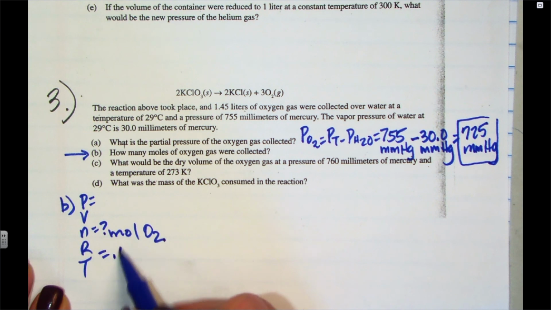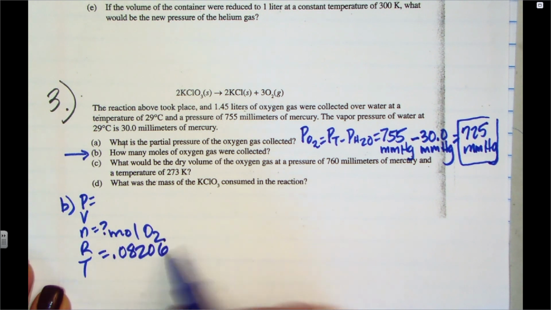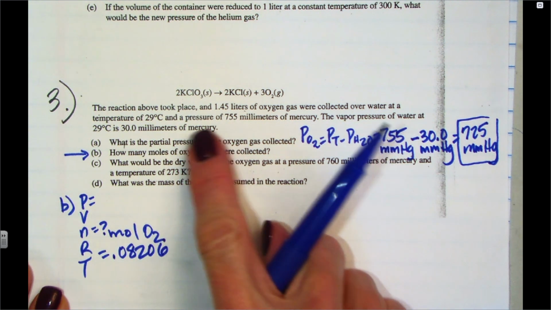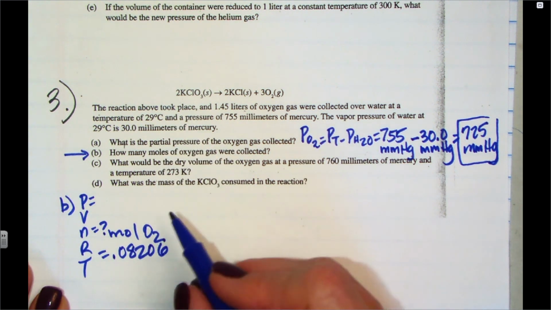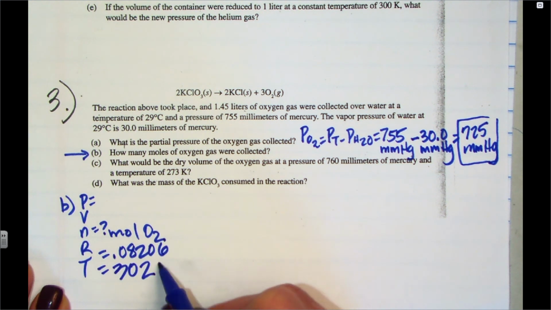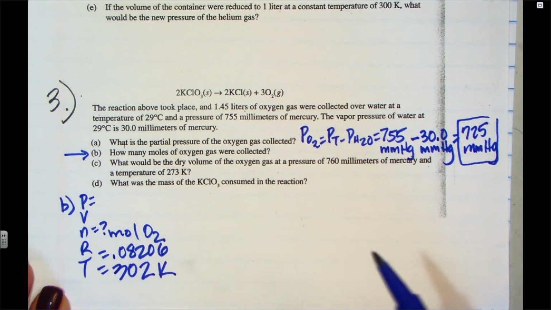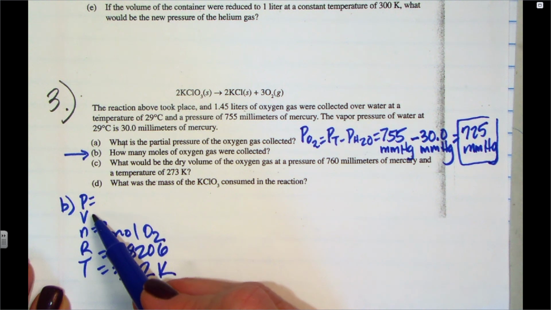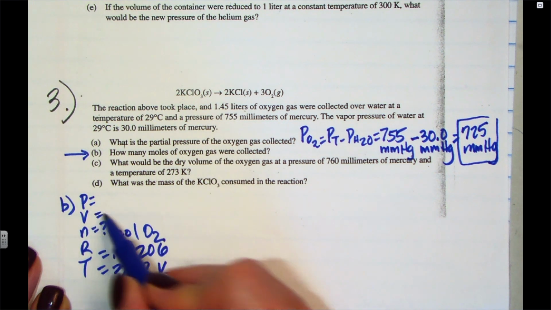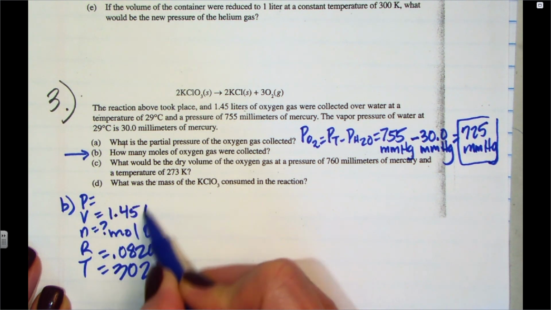So we know R, 0.08206. They told you the temperature here was 29 degrees Celsius. You're going to add 273.15 to that. That'll give you 302 Kelvin. The volume here was 1.45 liters, and it's in liters, so that's the right unit.